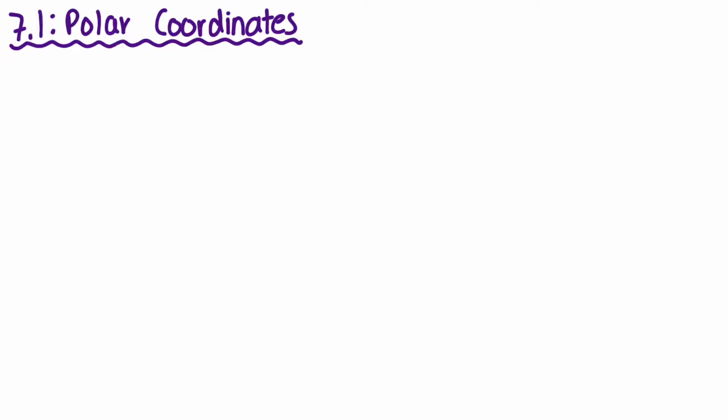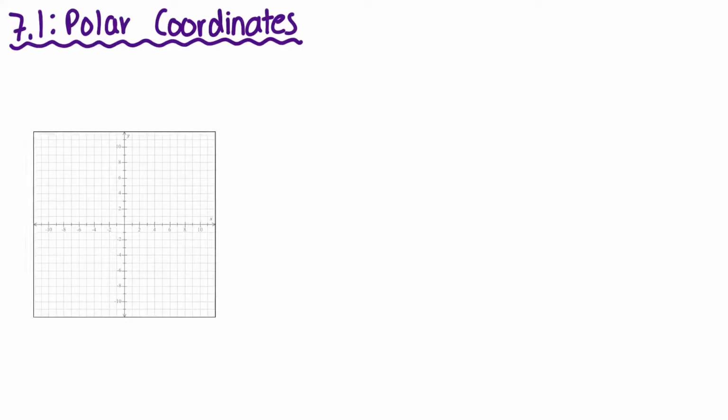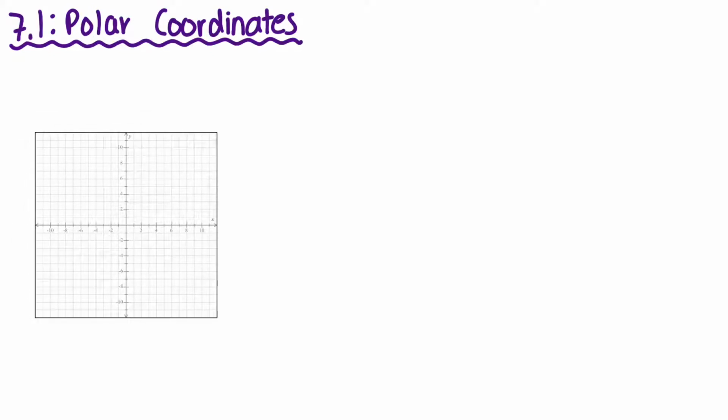7.1 Polar Coordinates. Up until now, the coordinate system that you've worked with is the Cartesian coordinate system, or the rectangular coordinate system. This right here is the rectangular or Cartesian coordinate system. So this should look very, very familiar. It's the rectangular coordinate system.